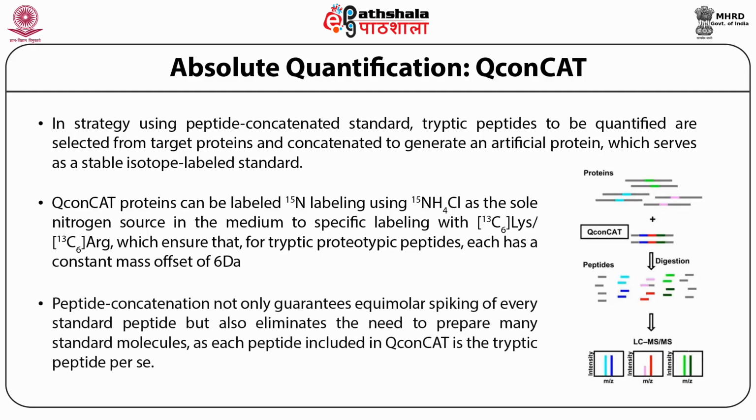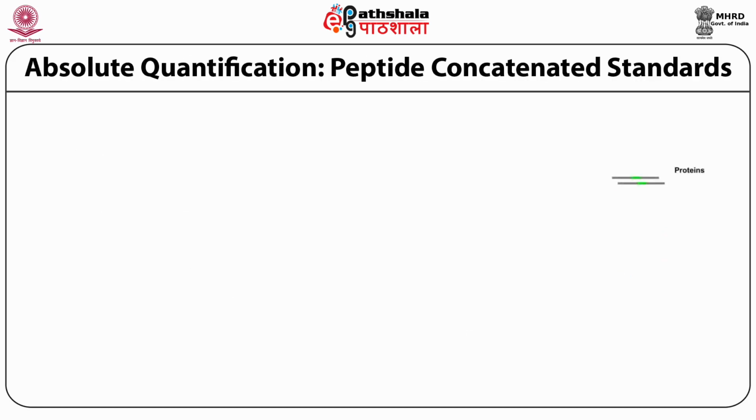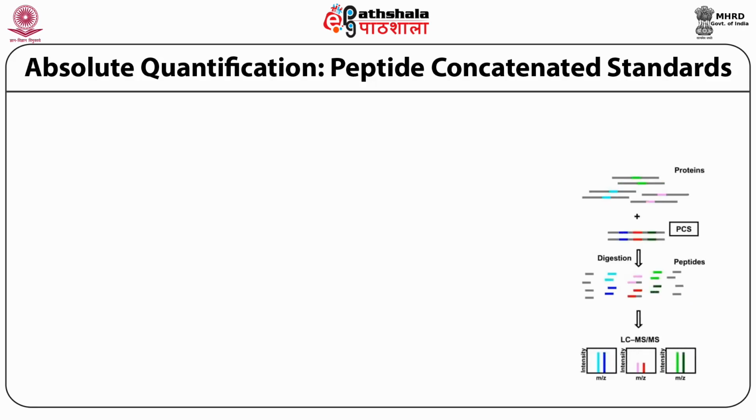Peptide concatenation not only guarantees equimolar spiking of every standard peptide, but also eliminates the need to prepare many standard molecules, as each peptide included in the QconCAT is the tryptic peptide per se. Absolute quantification using peptide concatenated standards.